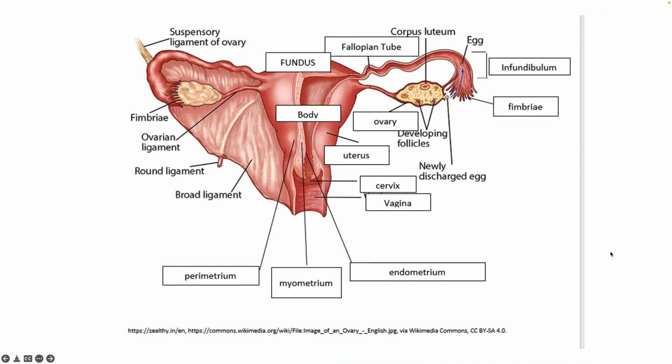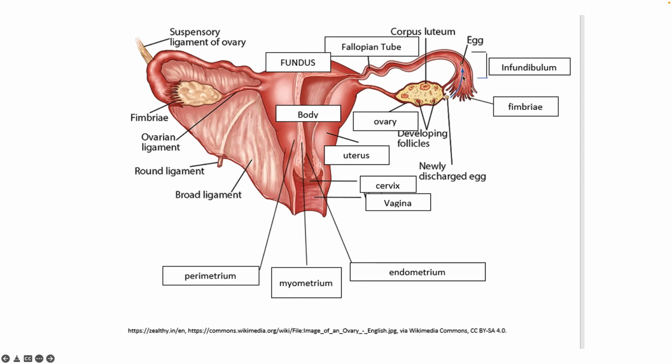When it comes to Objective 5, we're looking at some more parts of the reproductive system, but it's just female related. And so you need to be able to identify that this is an ovary right here. This is a cross section. And then stemming from that ovary, we have these fimbriae that are going to catch the newly discharged egg. These fimbriae are going to help guide it in like big fingers into the infundibulum of the uterine tube.